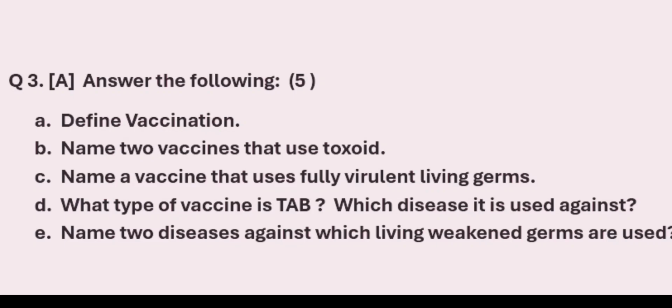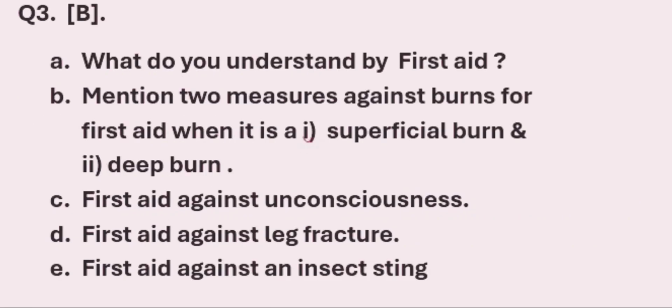So here we covered a part of the chapter on diseases and first aid. These are quite important portions, so you may expect them in your exam. Then we have question number 3, subpart B. Under this again we have several other subparts, where the first subpart A of B is, what do you understand by first aid? Mention 2 measures against burns for first aid when it is a superficial burn and then when it is a deep burn.